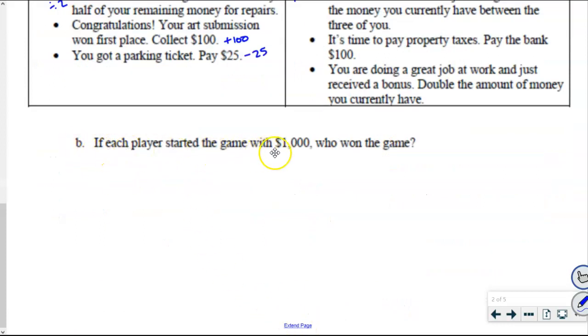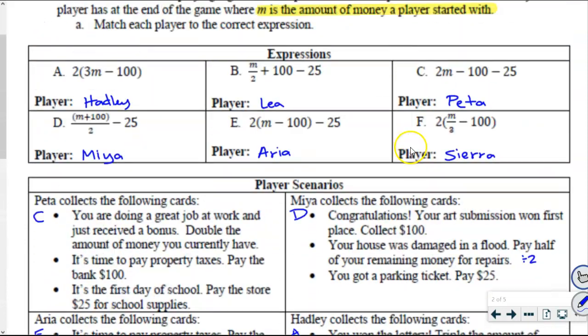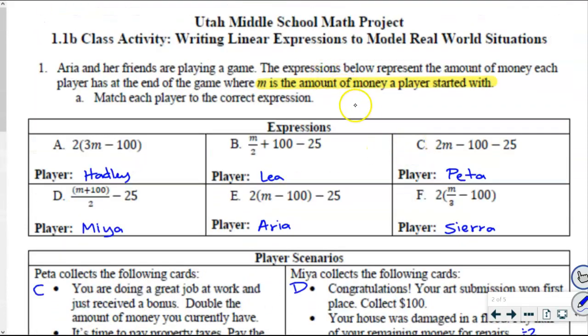If each player started the game with $1,000, who won the game? So now we know that M is equal to $1,000. And we have these 6 expressions. Who won the game? Talk with your groups. Go through that process, figure out who won the game. 3 times 1,000 minus 100, all then multiplied by 2. Keep going through all that. Pausing the recording as students work through this.